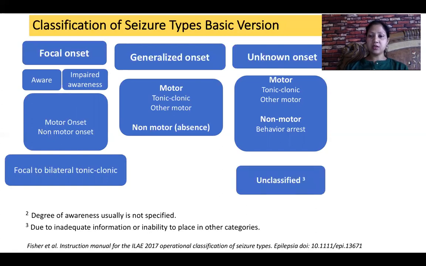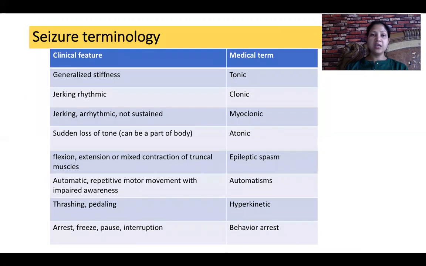And the other category here is unclassified, when you do not have adequate information to classify the seizure. Seizure terminology. Whenever there is a generalized stiffness of the body, we say it is a tonic seizure. Whenever there is a jerking which is very rhythmic, it goes on regularly, it's a clonic seizure. Whenever that jerking is brief and arrhythmic, it is a myoclonic seizure.